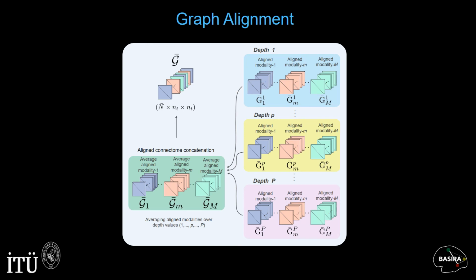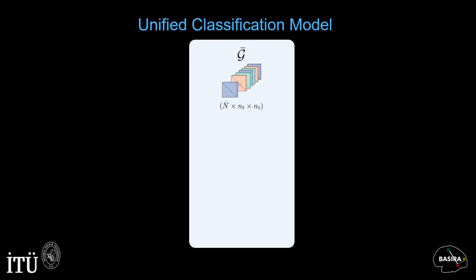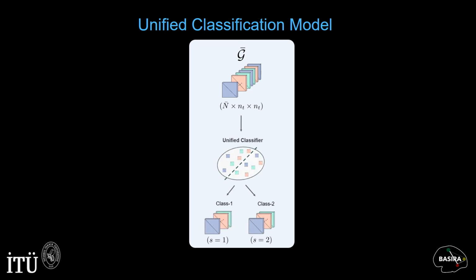In the third step, we apply nonlinear transformation on the original graphs and get fixed-size aligned graphs that can be used in a single classification process. Now, in the final step of our method, transformed graphs are integrated and input to the unified classification model to predict class labels.